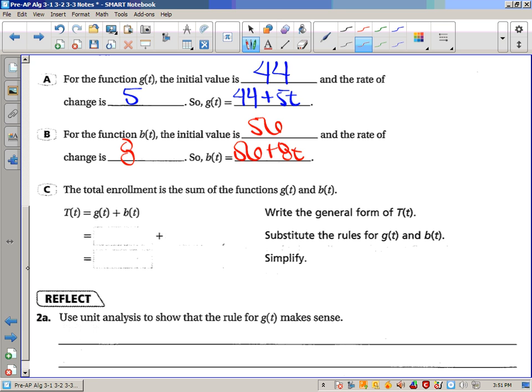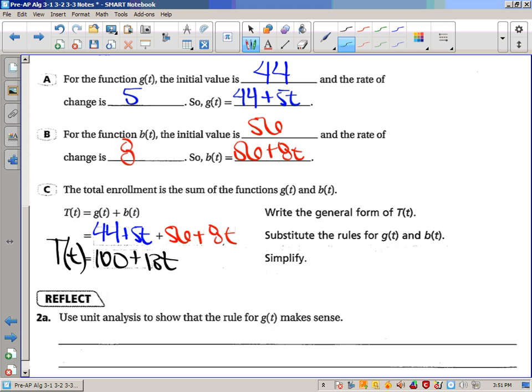So if I take these two functions, g of t, 44 plus 5t, and b of t, 56 plus 8t, and add them together, then I should get the total enrollment. 44 plus 56 is going to be 100. 5t plus 8t is 13t. So my total enrollment function would be 100 plus 13t.